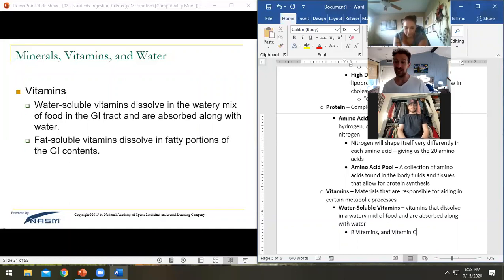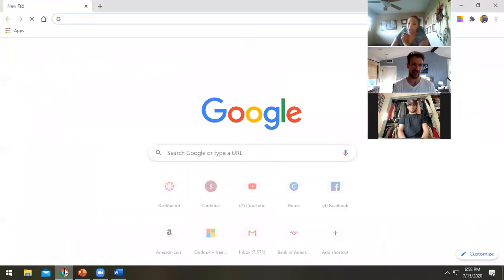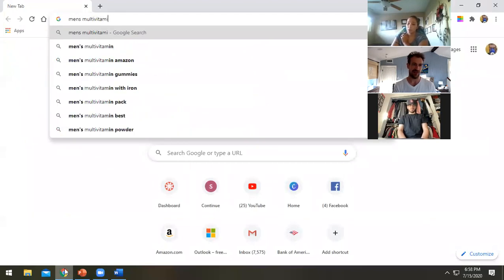The one I got memorized is B6, and that's your riboflavin. That's the one, by the way. You ever take an actual vitamin supplement, right? Let's look at a men's multivitamin here.